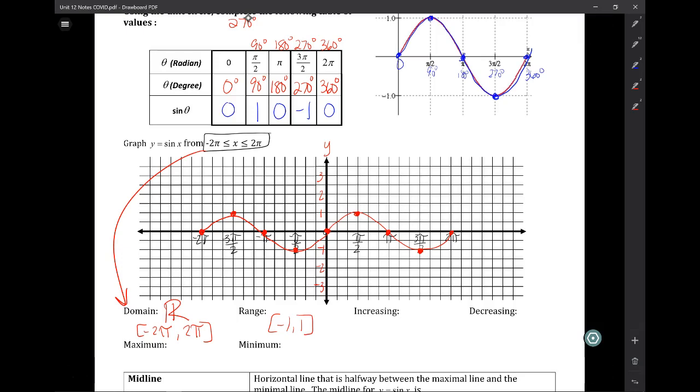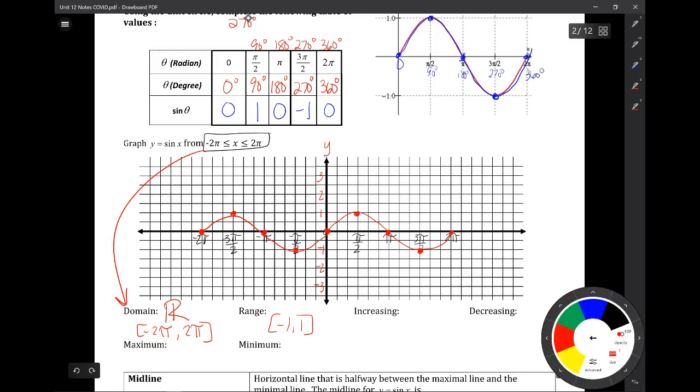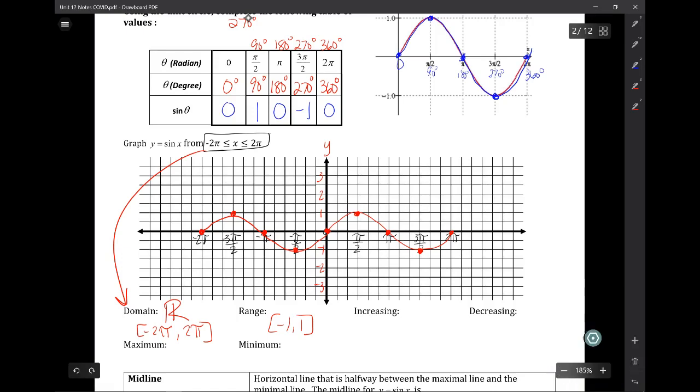It is increasing multiple times, so let me grab a different color here. Let me use green. You always read a graph from left to right, so it's increasing from here to here, from here to here, and from here to here. Anywhere you see green on my graph, that's where it's increasing. So you would write that it is increasing from -2π to -3π/2. That's one of the spots where it's increasing. It's increasing again from -π/2 to +π/2. That's this part right here. And then the last part that it increases is from 3π/2 to 2π.